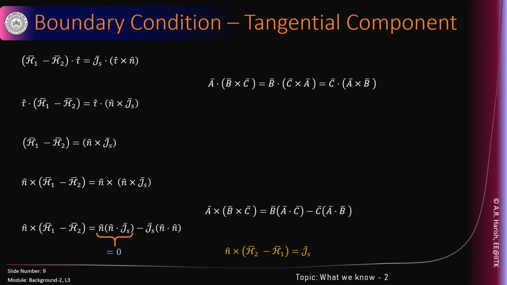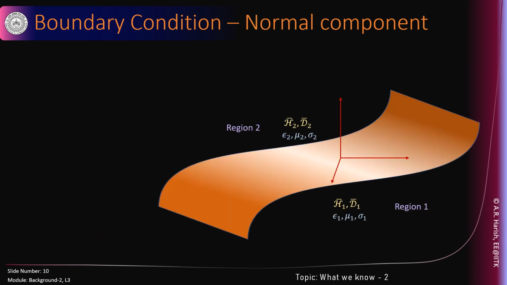Why do we say tangential component? Because when you take N cross H, where N is the unit normal to a surface, what we get is the tangential part of H to that surface. Now we ask the next question, how about the normal component?